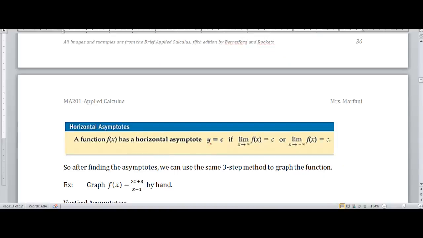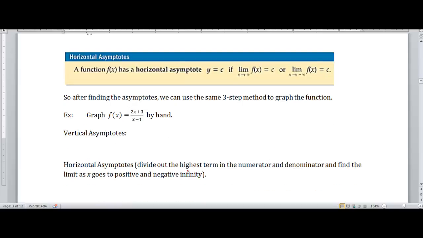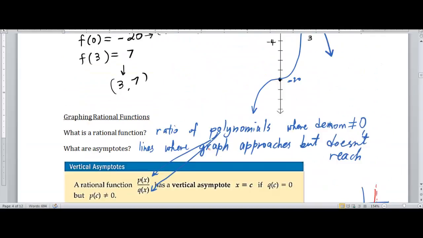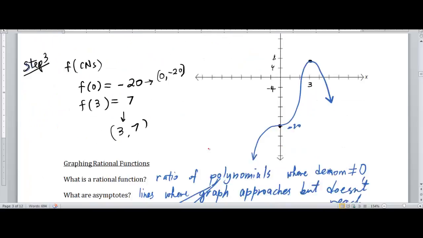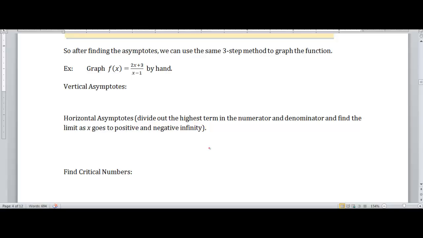Okay. A horizontal asymptote, y equals c. Now remember, horizontal is the line y equals c if the limit as x approaches infinity or negative infinity of that function equals c. Okay, so if I wanted to graph a rational function by hand, first thing you have to do is find the asymptotes. Then you can use that same three-step method we've used above to graph the rest of the function. Okay. So let's do this one from scratch.